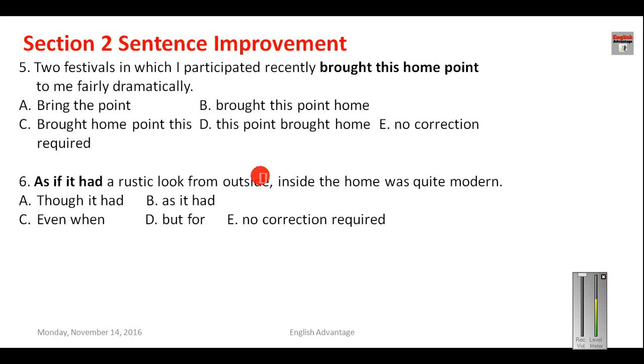Okay, now question number 5 and question number 6. This is section 2, and it belongs to sentence improvement.